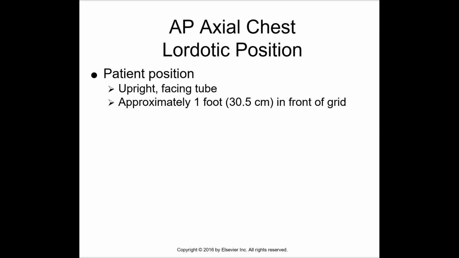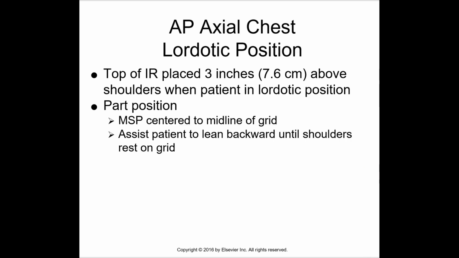AP axial chest is a lordotic position. Patient is standing facing the tube, so it'll be an AP, approximately 1 foot in front of the grid. Top of the IR is placed 3 inches above the shoulders where the patient is in the lordotic position. The MSP is centered to the midline of the grid. Assist patient to lean backwards until shoulders rest on the grid.